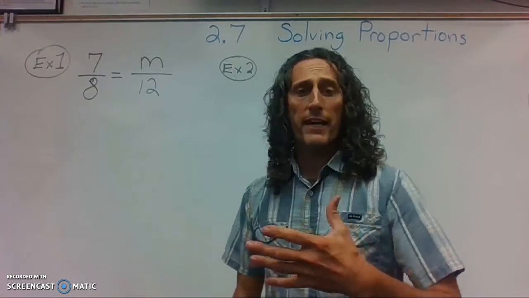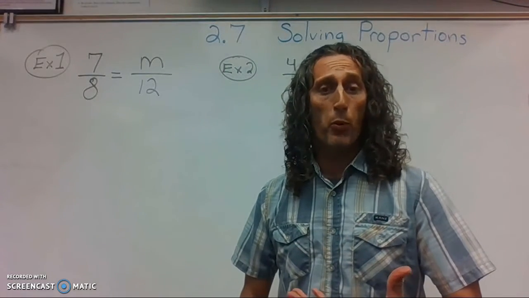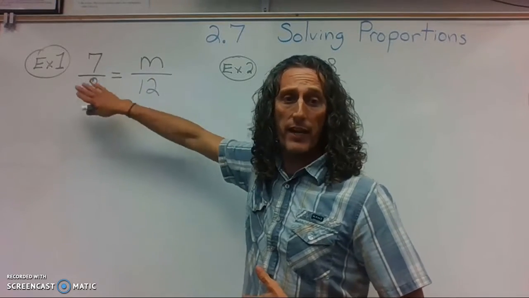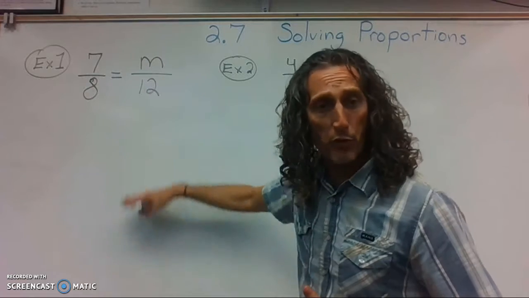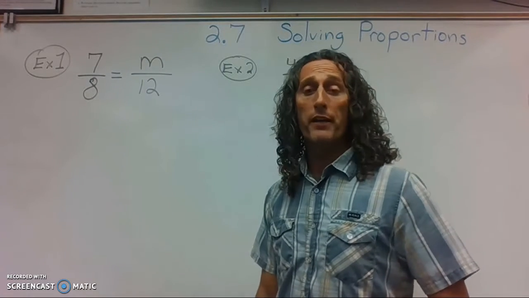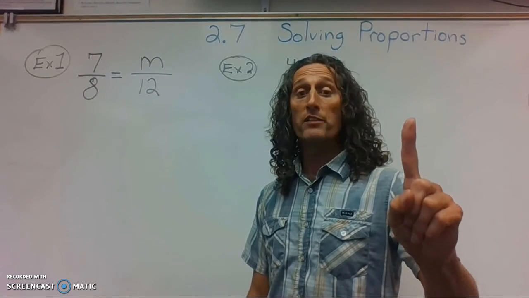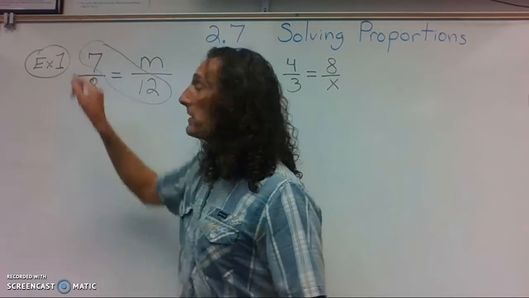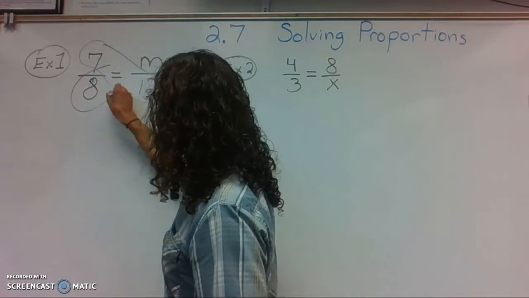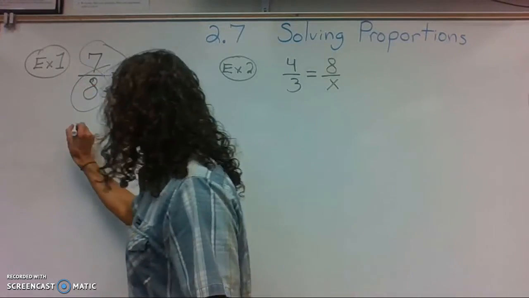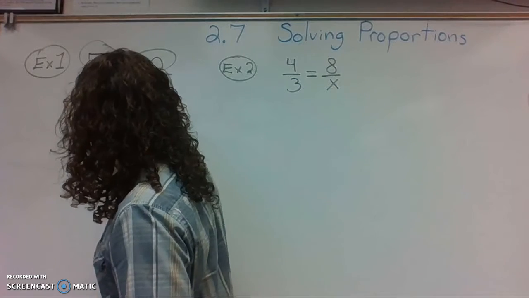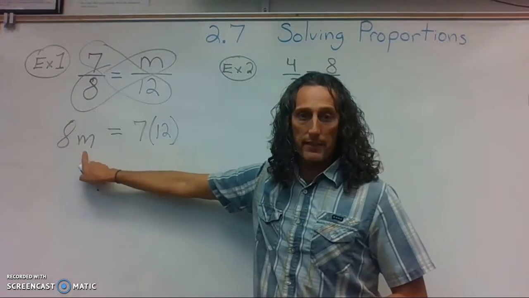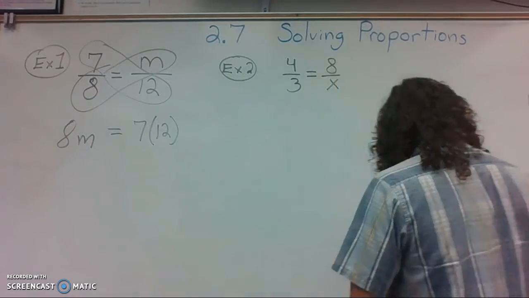All right, so let's look back at our two examples of proportions, and now we're going to actually solve those. So here's example one. It says 7/8 equals m/12. So I'm just going to do a run through on this one. Step number one is you're going to do cross multiplication. So I'm simply going to go 7 times the 12 and 8 times the m. And it's going to look like this. So there's my 8 times m equals 7 times 12.